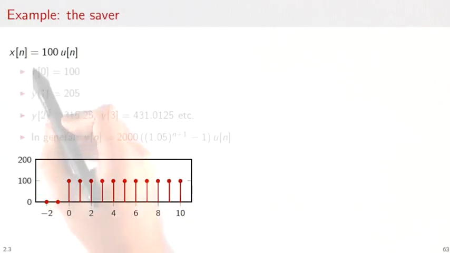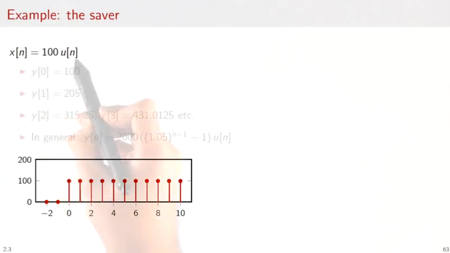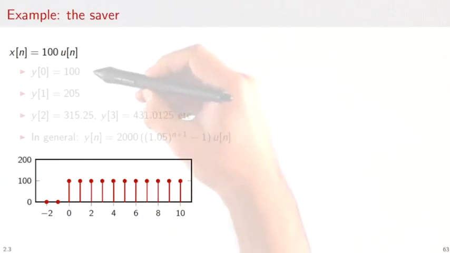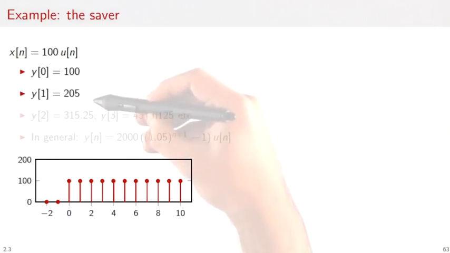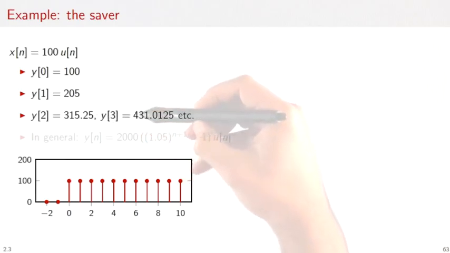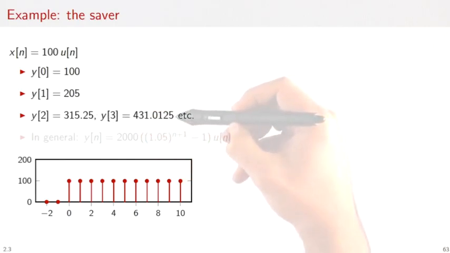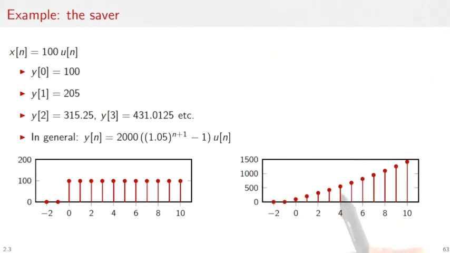Let's look at the second example. Let's take a saver. So the saver puts 100 every year after the origin of time, that is 0. The solution to this difference equation is not obvious. We will be able to write it down after we have learned some basic tools about difference equations. But we can calculate a few points. So y[0] is 100, y[1] is 205, y[2] is 315.25, y[3] is of the order of 430, etc. So we can plot this, and now we see that it's something that goes faster than the linear growth. Why? Because there is compound interest. The result of the difference equation is y[n] equal to 2000 times (1.05^(n+1) minus 1) u[n].